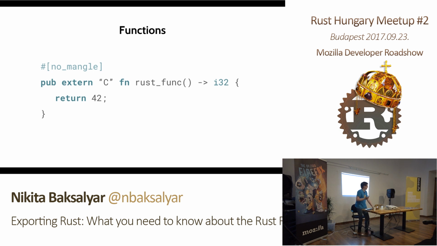Next, you have to add the extern C declaration. And it basically tells the Rust compiler that it should make this function follow the C calling convention. And finally, that last bit, no_mangle, tells the compiler that it should also not mangle the function name. That is, it should not encode the function name in a way that only the Rust compiler will understand it. That's practically it for functions.